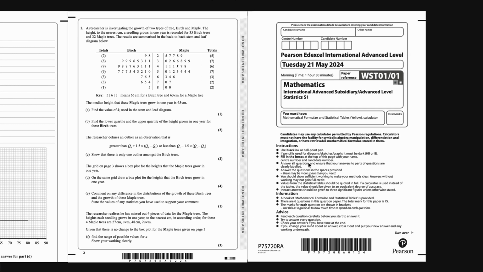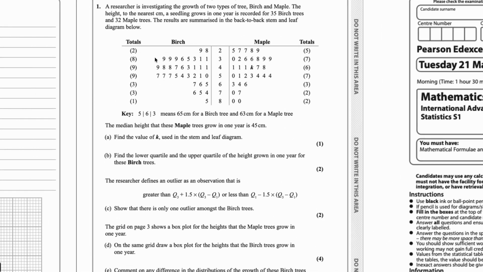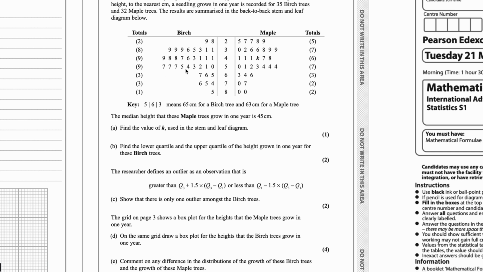A researcher is investigating the growth of two types of trees, birch and maple. The height, to the nearest centimeter, a seedling grows in 1 year is recorded for 35 birch trees and 32 maple trees. The results are summarized in the back-to-back stem and leaf diagram below. So this is the back-to-back stem and leaf diagram. These are the birch and these are the maple trees.